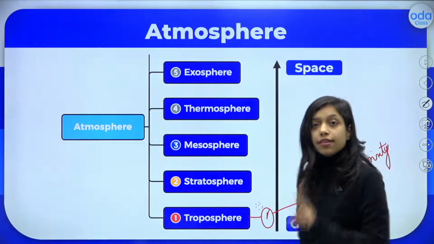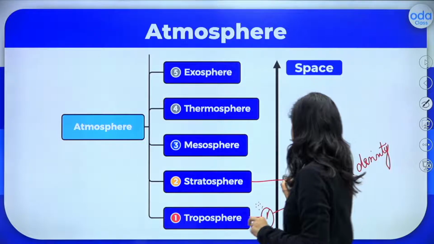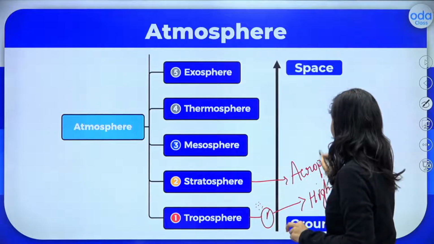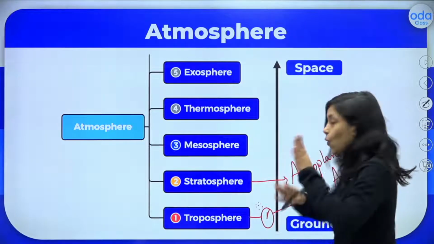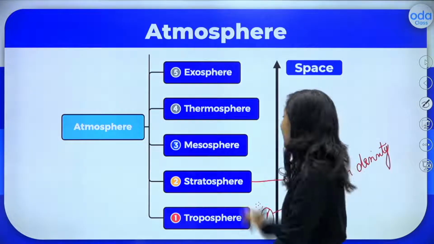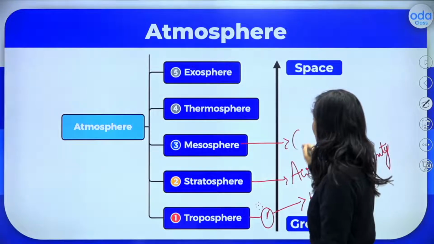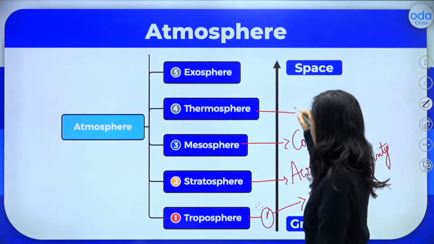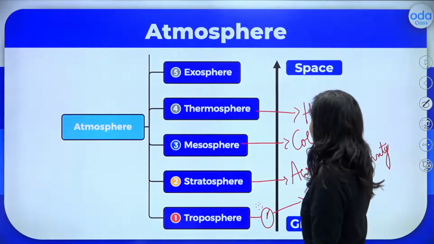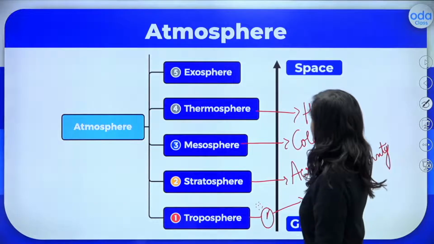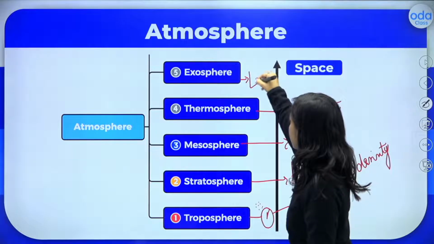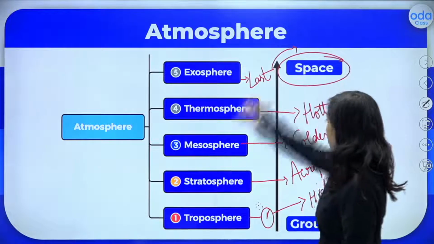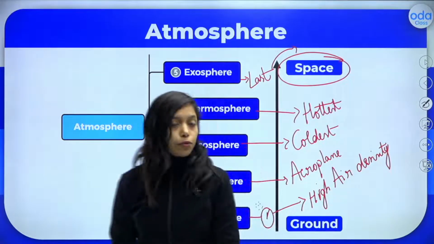And stratosphere, the second layer, where aeroplanes move, right? Aeroplane is present here and there is no fluctuation in the waves, right? And mesosphere, which is the coldest layer. And thermosphere, which is the hottest layer, you can say. And exosphere, it is the last layer, and after this, everything is space. Okay, so these are the five layers of atmosphere.